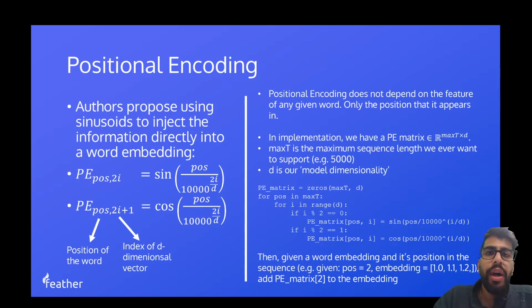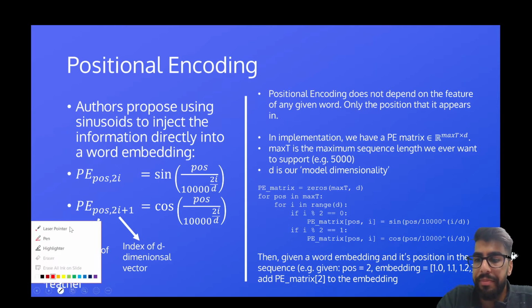Okay, so how do we do this? Well, there have been a couple of methods proposed since the original transformer paper. The authors of the transformer paper, and this is what we'll be working with in this tutorial, propose using sinusoids to inject information directly into the word embedding. So they have two formulas which allow you to do this, and we'll look at the effect of this more in the next slide, but here I'll just break down the maths for you. So there are two formulas that we need to know.